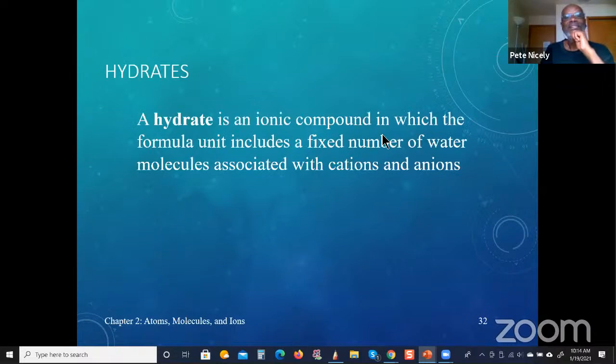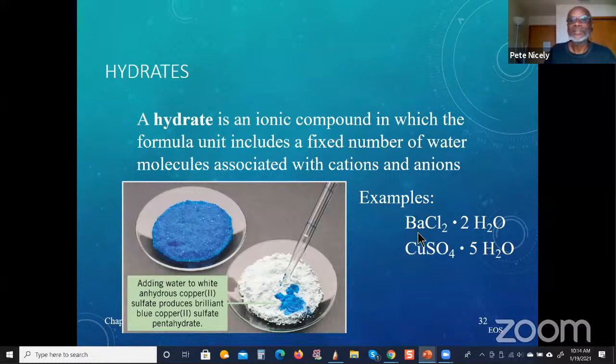What are hydrates? A hydrate is basically an ionic compound in which the formula unit includes a fixed number of water molecules associated with the cation and anion, all right? So for example, we have two examples right here, BaCl2·2H2O, right? So basically for every formula unit of barium chloride that is present in this compound, you have 2 water molecules associated with it, all right?